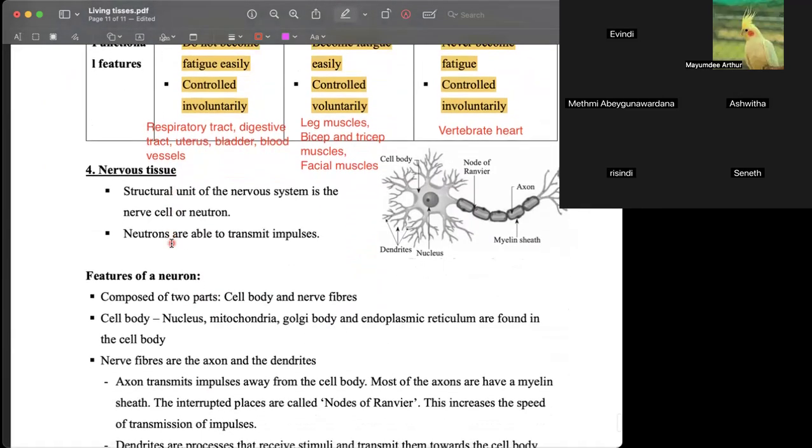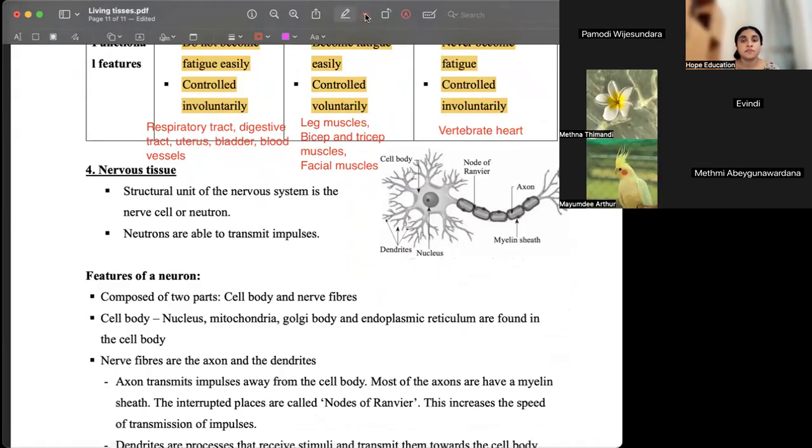Okay, nervous tissue. You know, nervous tissue is what's responsible for transmitting messages, right? So let's read here and see. Structural unit of the nervous system is the nerve cell or neuron. Now you know a tissue is a collection of cells. So a nervous tissue is made up of nerve cells, right?